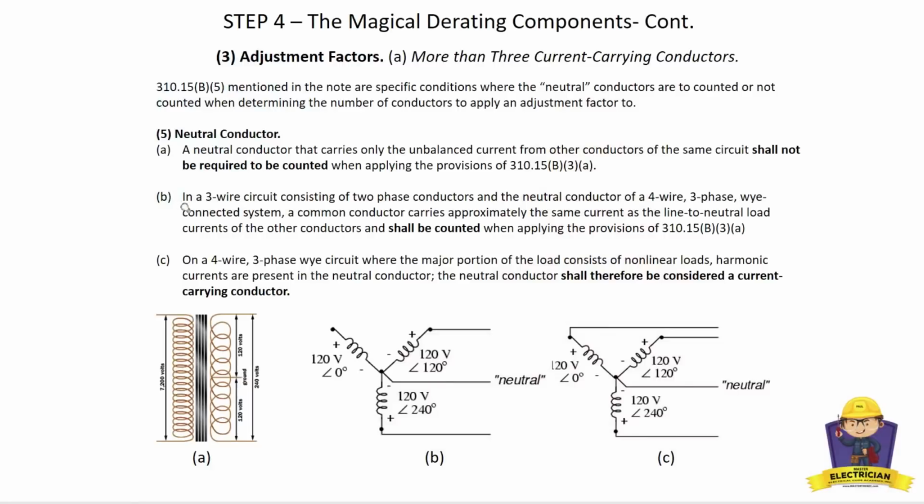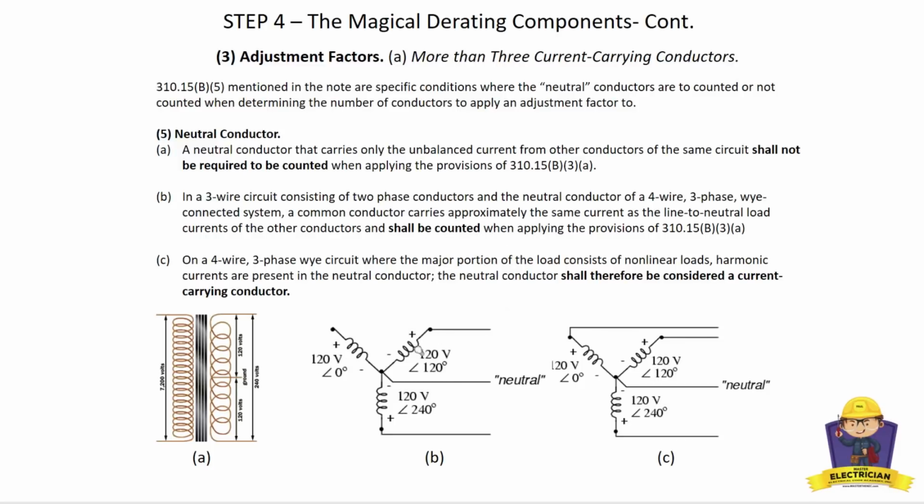In item B, it says a 3-wire circuit that consists of 2 phase conductors and a neutral conductor of a 4-wire, 3-phase Y-connected system. The common conductor carries approximately the same current in the line as the line to load currents of the other conductors and shall be counted when applying the provisions of 310.15(B)(3)(a).